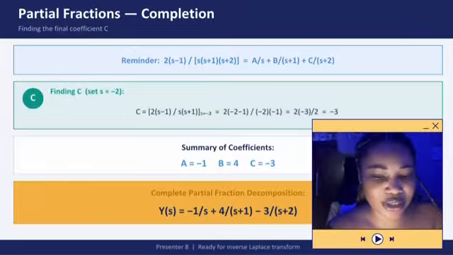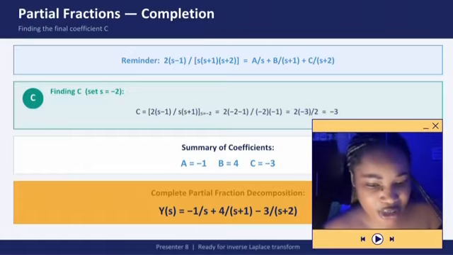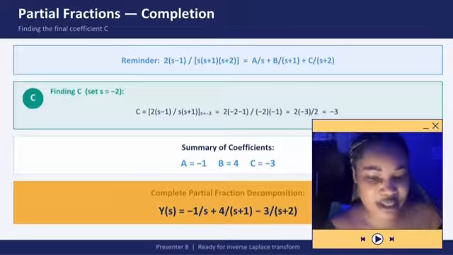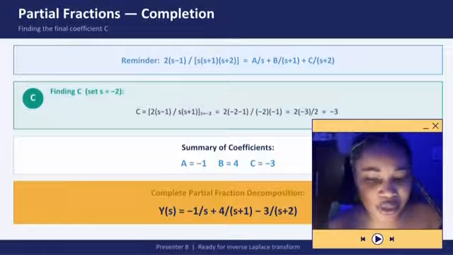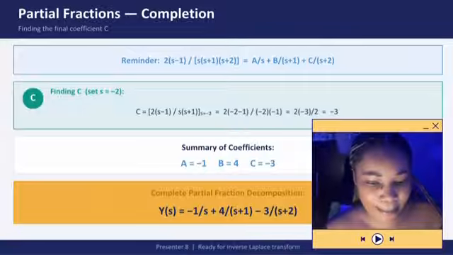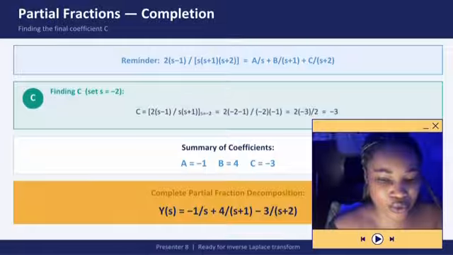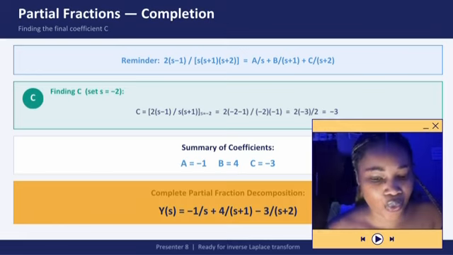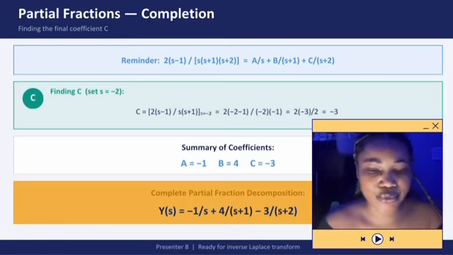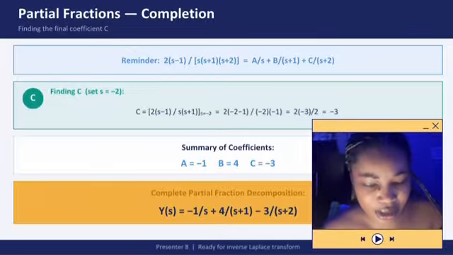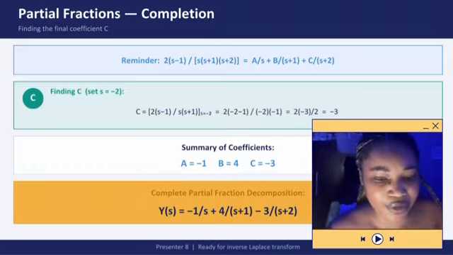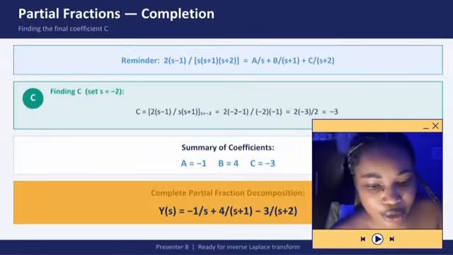This is actually the complete partial fraction decomposition, of which these three terms has a simple, well-known inverse Laplace transform, which my team member, presenter 9, is about to show us so we get to the final time domain answer. Thank you very much, and I'll hand over to my presenter 9. Thank you.